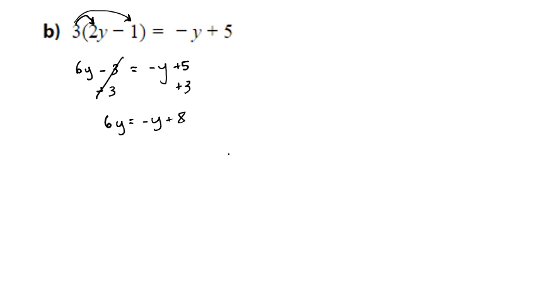Now I need to get all my y's on one side. So I have minus y on this side here, so I'm going to add y to both sides so that these two cancel out. And I end up with 7y is equal to 8. Then I need to get y by itself, so I'll divide both sides by 7, and I'll get that y is equal to 8 over 7. You could rewrite this as a mixed number if you wanted and have it as 1 and 1/7. You could also try and write it as a decimal, but I'll leave it as 1 and 1/7.